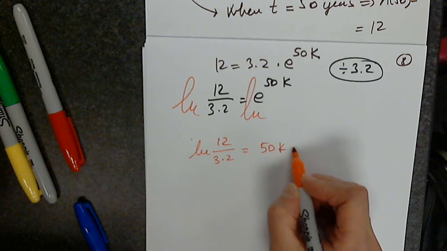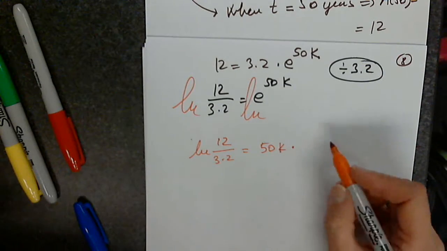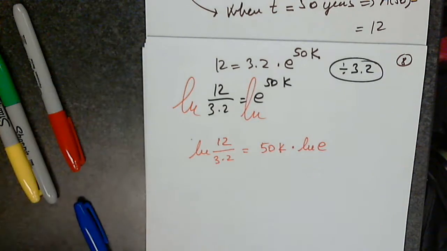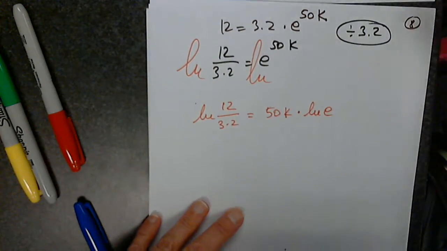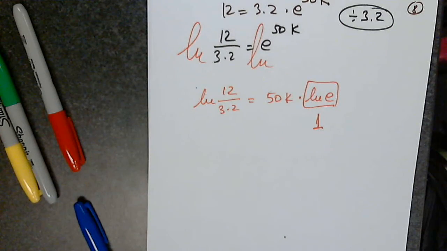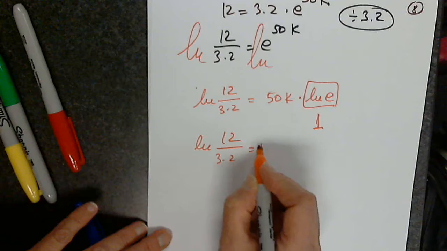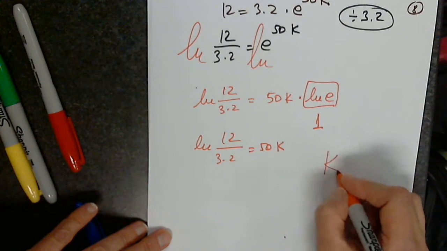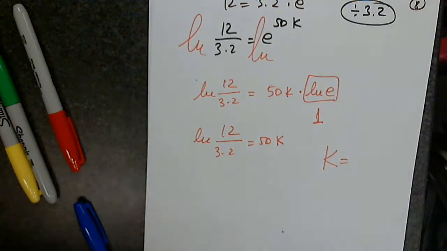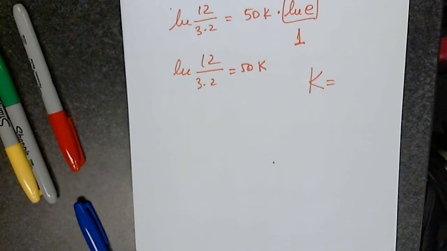Yes, 50k multiplied by? Right, but what did we say last time was log e? 1. So this is 1. So the equation is then natural log 12 over 3.2 equals 50k. So then you will give me an equation for k, and I will be ready to plug it in the calculator because I can't do this by hand.